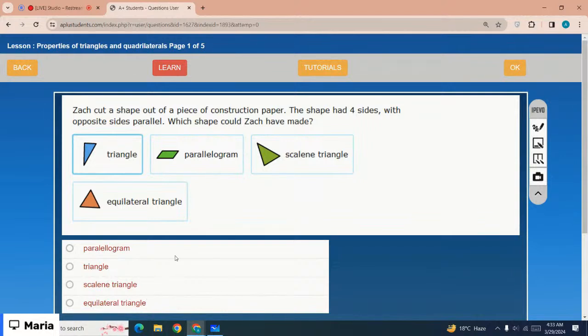That must be a parallelogram because that is a four-sided shape, right? The correct option is parallelogram.